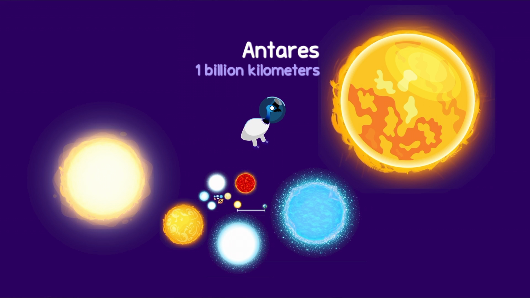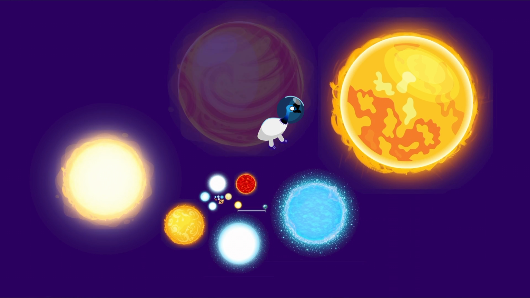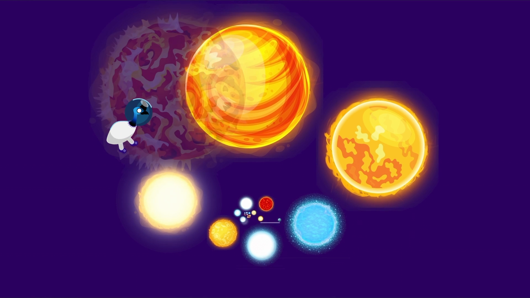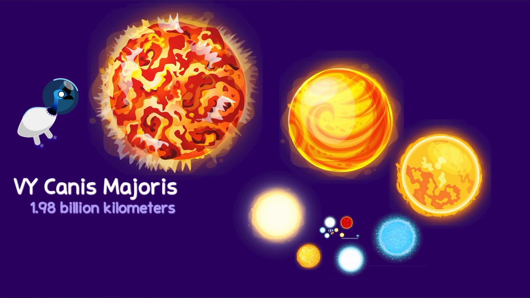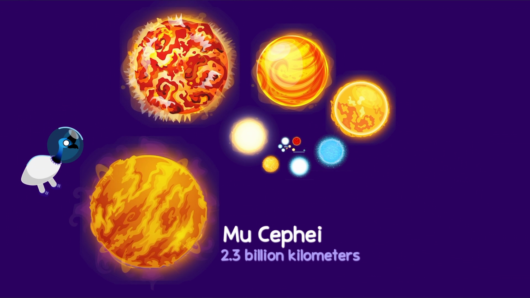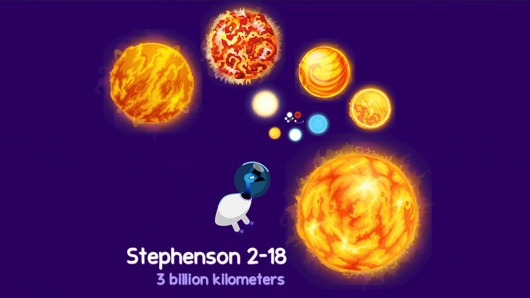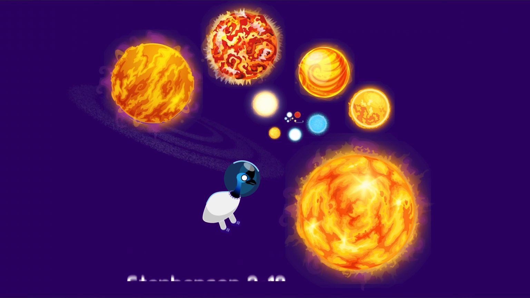Antares, 1 billion kilometers, a red supergiant star so large it could swallow our solar system. Betelgeuse, 1.25 billion kilometers, one of the brightest red supergiant stars. VY Canis Majoris, 1.98 billion kilometers, one of the largest known colossal stars with expansive radiance. Mu Cephei, 2.3 billion kilometers, a red supergiant located in our Milky Way galaxy. Stephenson 2-18, 3 billion kilometers, an extremely large star in our Milky Way galaxy.